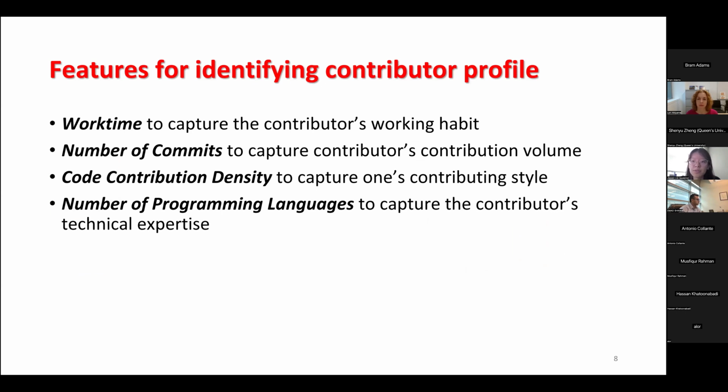So to group the contributors with similar behaviors, we first select four features that capture the key contributor behaviors. The work time captures the contributor's working habit, and the number of commits captures the contributor's overall volume of contribution, and code contribution density indicates whether the contributor likes to make small and simple changes each time or big and complex changes. And the number of programming languages captures the contributor's technical expertise, because in our case, it can also reflect the proficiency in different ML components, because different components are usually coded with different languages. For example, tensors and graph computations are usually coded with C++, so it's faster, and the API implementations are usually in Python.